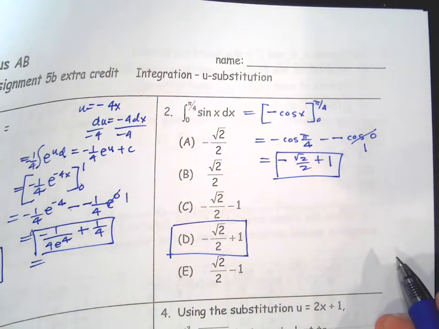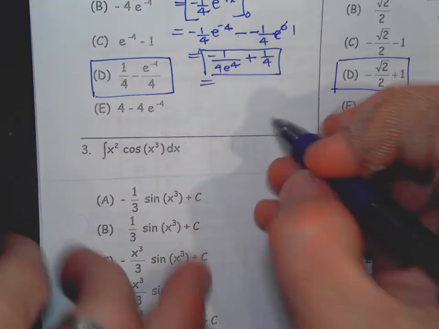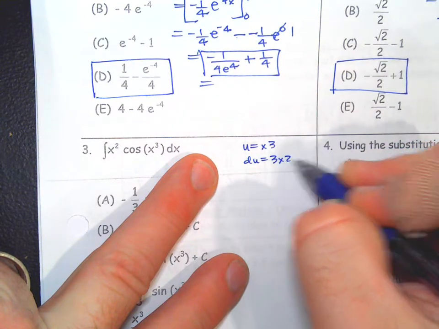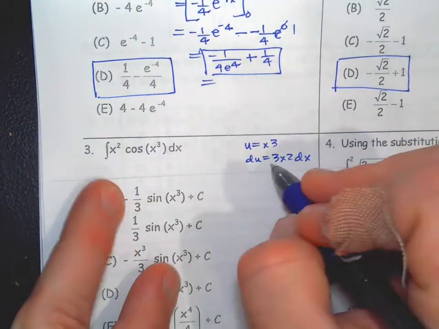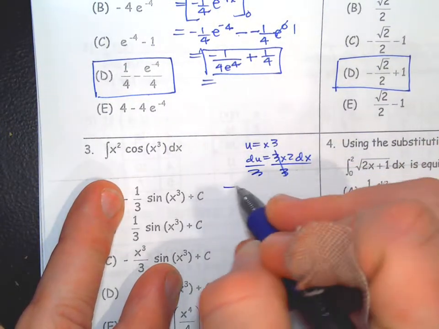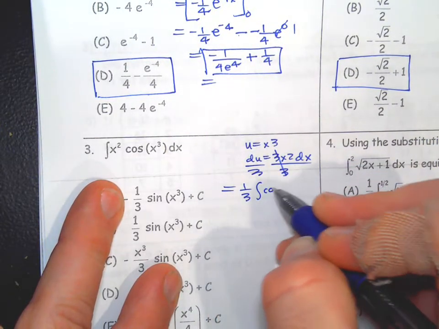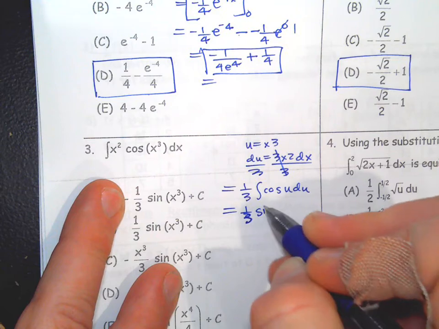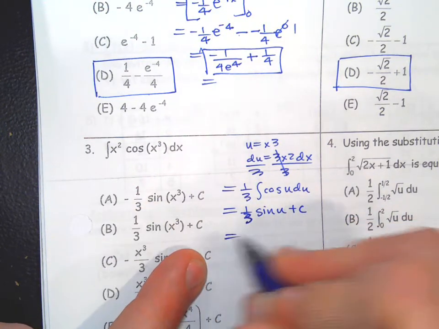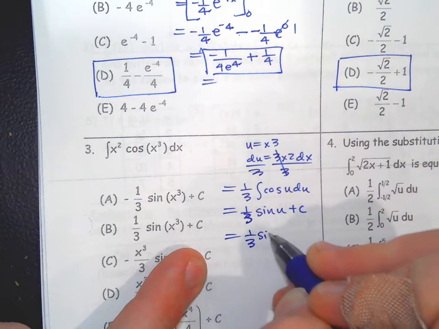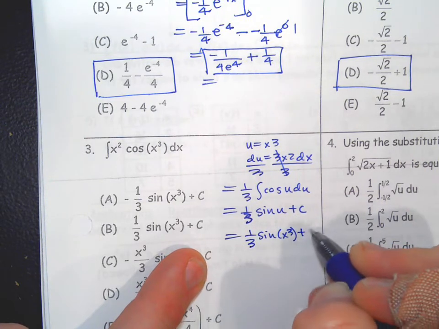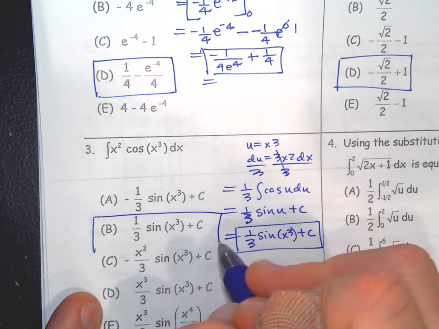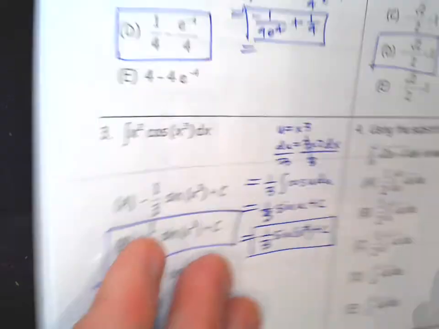So there we go. Number 3, u substitution, u equals x cubed, du equals 3x squared dx. This is an indefinite integral, no limits. Don't want the 3. So this is going to be 1/3 cosine u du. So it's going to be 1/3 sine u plus c. So that's going to be 1/3 sine x cubed plus c. There we go.